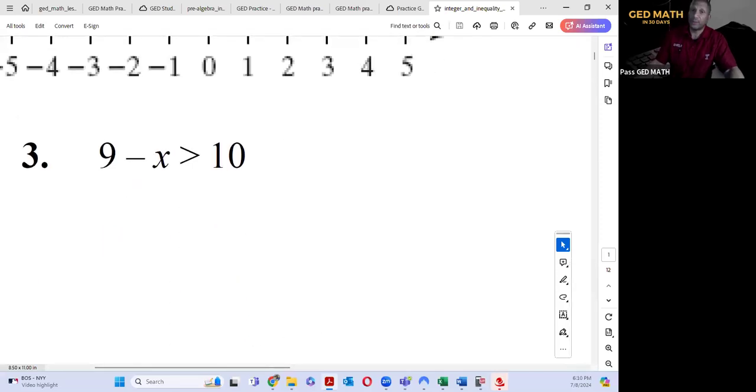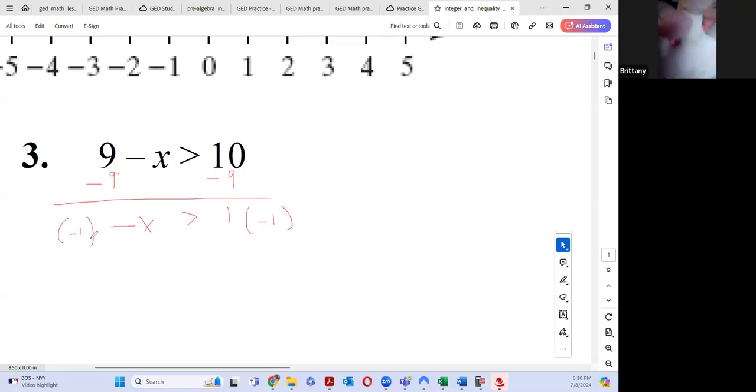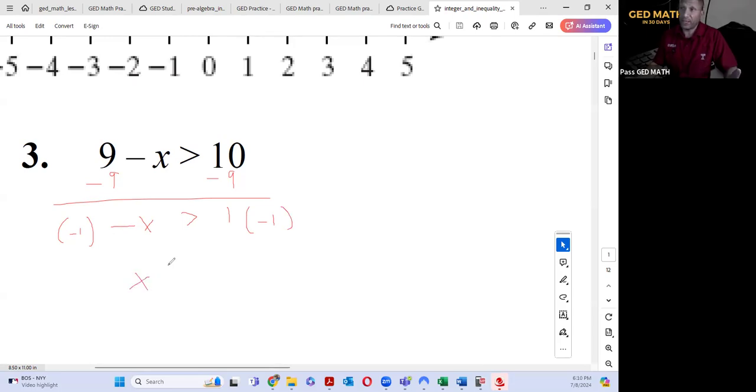Okay. So first, we subtract 9 from both sides. We get minus x is greater than 1. Because the x is negative, we multiply by -1. Whatever you want to do to change that negative x to positive x. Whatever you do to one side, we do on the other. So these two negatives make a positive, so we get x. We have to switch that inequality, and that would be your answer.